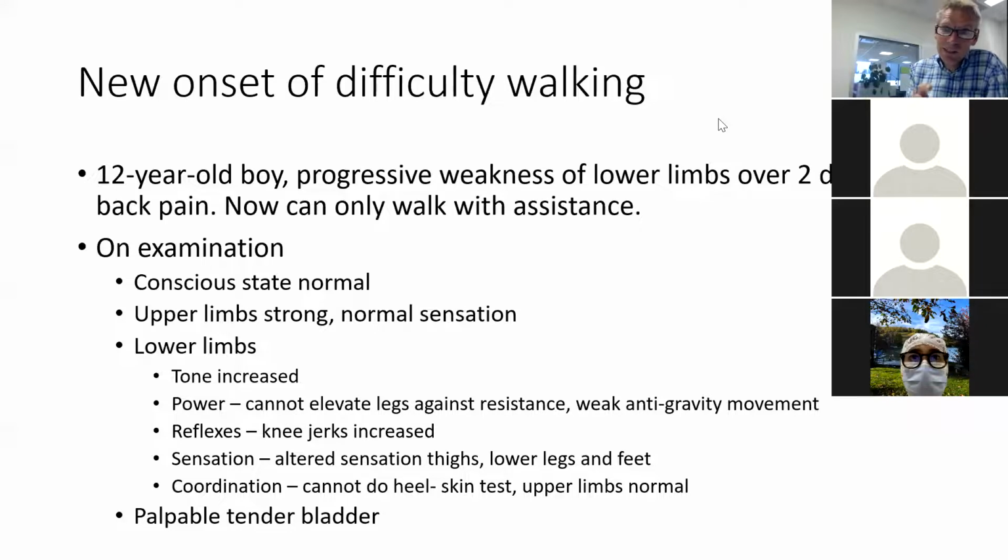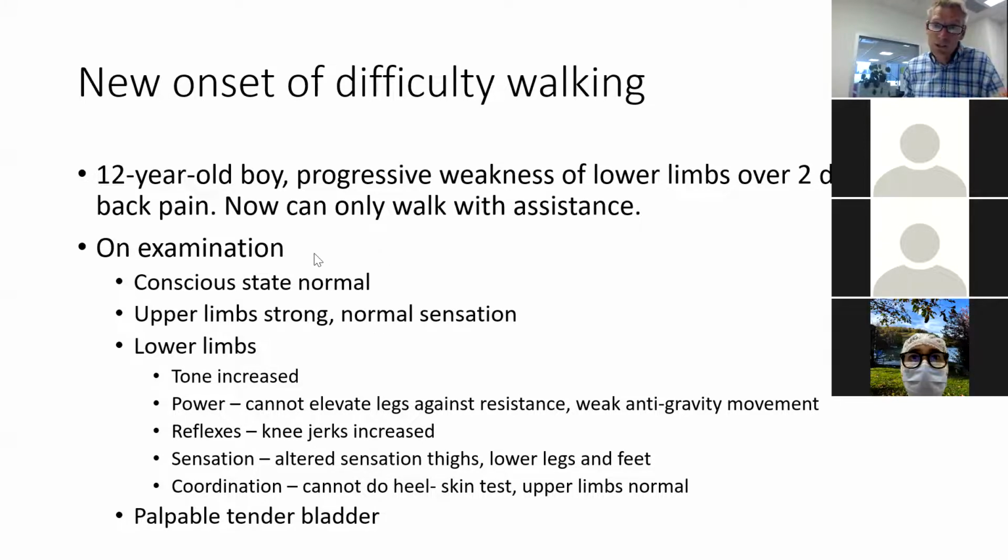We'll go on to the next clinical syndrome that's common, I think. Remember I said children present with some clinical problems. So hypotonia or a new onset of difficulty walking. I just want to go through this case. This was a case of a 12-year-old boy who had progressive weakness of his lower limbs over just 2 days and back pain. And then after that, he could only walk with assistance. His father had to carry him a bit, and he could move his legs a little bit, but not very much. And then even over the last 24 hours, he'd become unable to walk and he was bedbound.